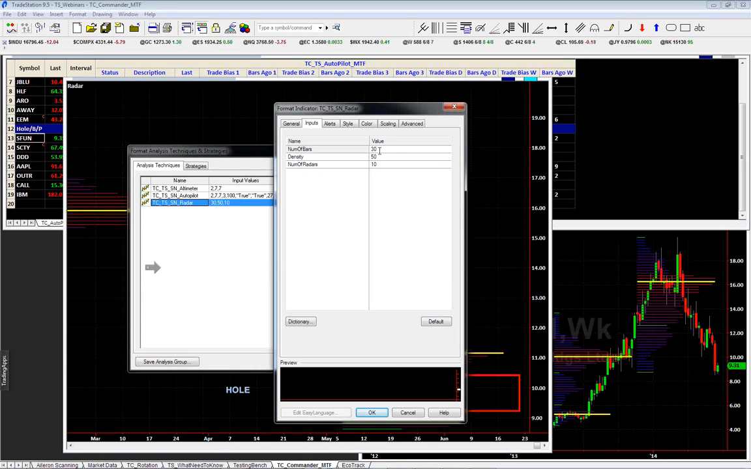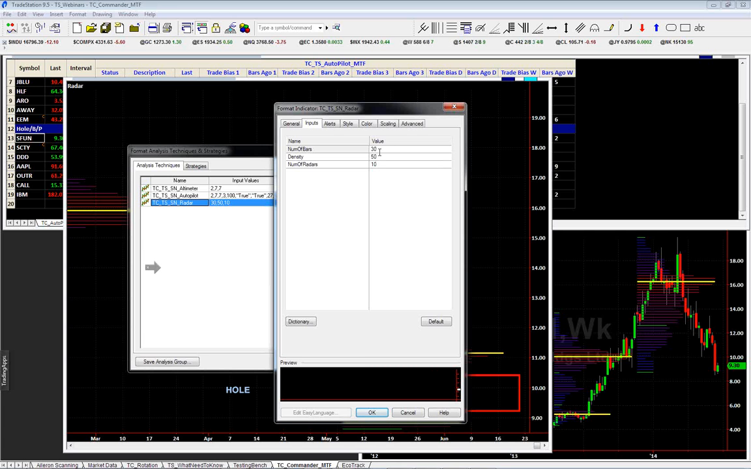So the number of bars that we're using is 30. Density is the thickness of the radar. You can make that thicker if you want, depending on how you want to see it and how many actual lines will be drawn. And 10 is the total number of radars that you have on your particular chart. So this is 10 radars back. These are standard settings right here: 30, 50, 10. That's all you have to set up with radar. That's it. 30, 50, 10.